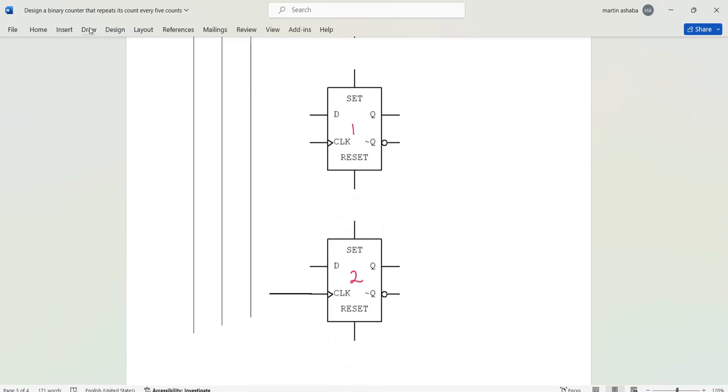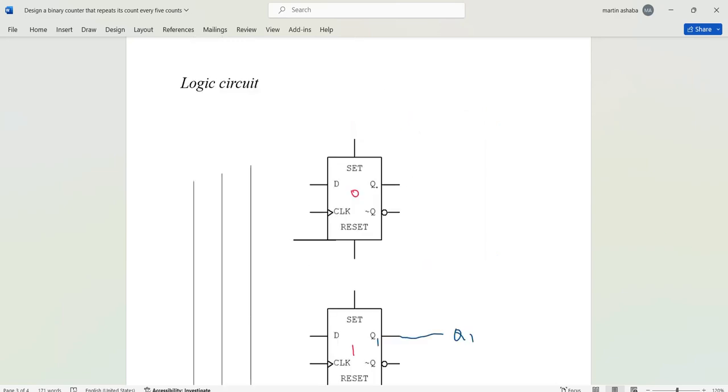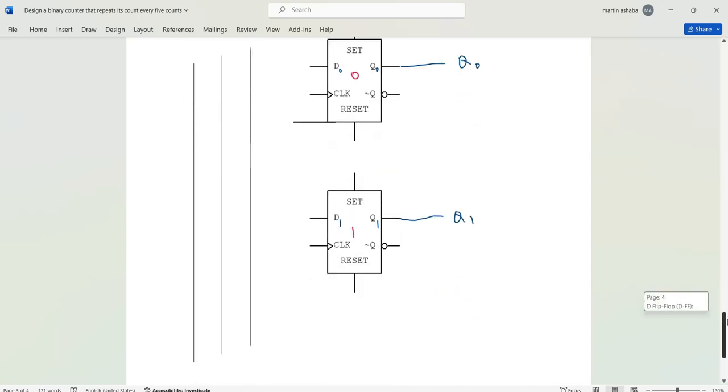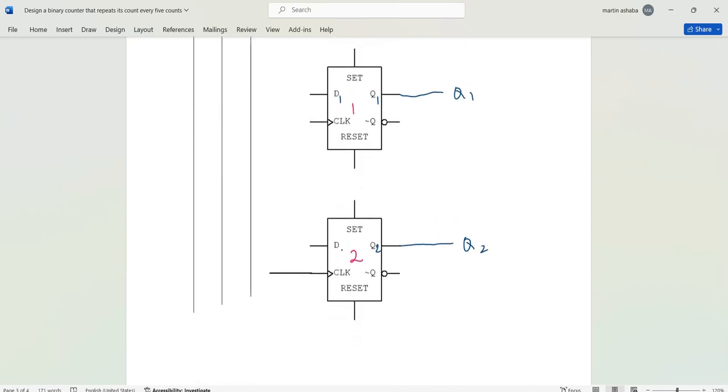So what does that mean? This is going to be 2, 2. This is going to be 2, 1. So this is 2, 2. This is 2, 1. And this is 2 not. Okay. And this is obviously D not. This is D1. And the other one is going to be D2.